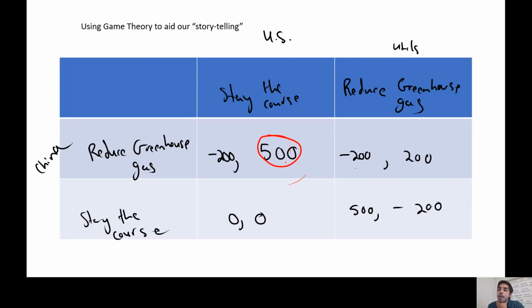And then finally, we can physically cover up the China strategy, right? This was more effective when I had a whiteboard, right, of reducing greenhouse gas emissions, and assume that China is going to stay the course, right, meaning not reduce greenhouse gas emissions. What would be the US's best response to that? Well, we can see it would be to also stay the course. And so we can see that the US does in fact have a dominant strategy.